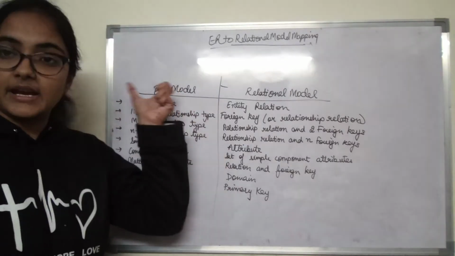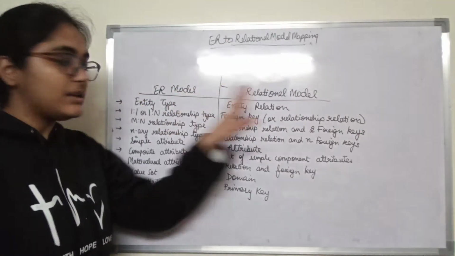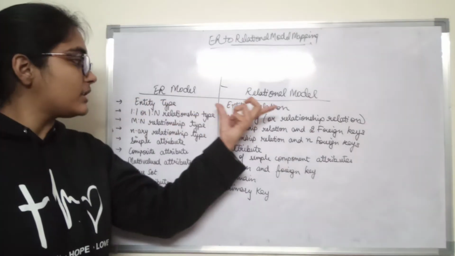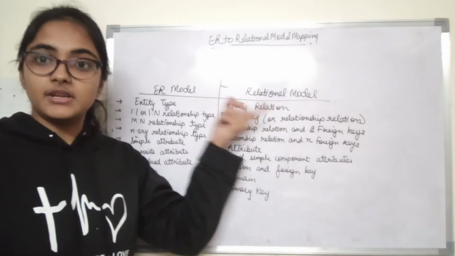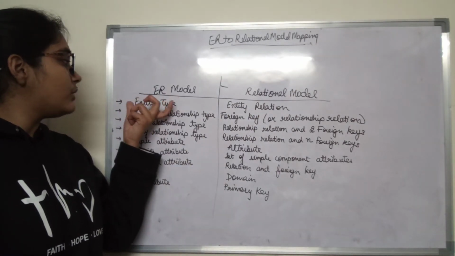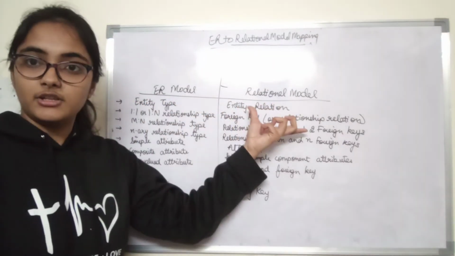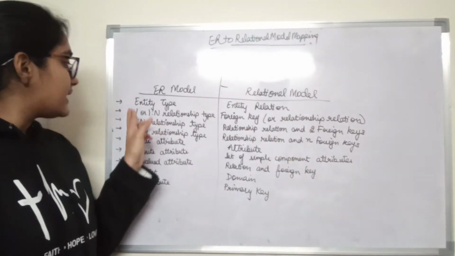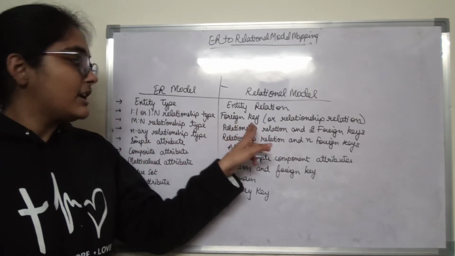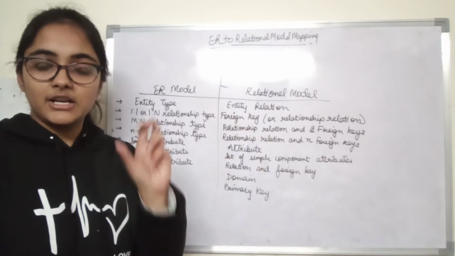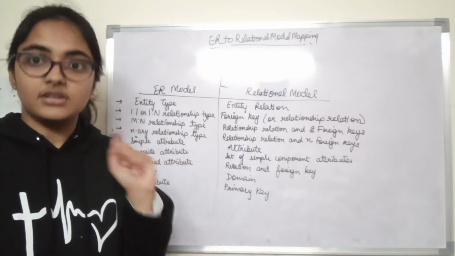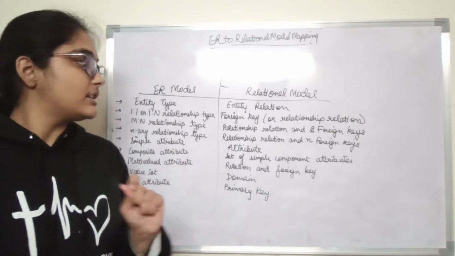Alright, so this table summarizes how we map an ER model to a relational model. For a given entity type, in order to convert it into the relational model, we convert it into an entity relation. Example, when we mapped the employee entity type, we converted it into the employee relation. The second step is, for a 1:1 or 1:n relationship type in the ER model, we use the foreign key approach. That is, we include the primary key of one relation as the foreign key in another relation, right?